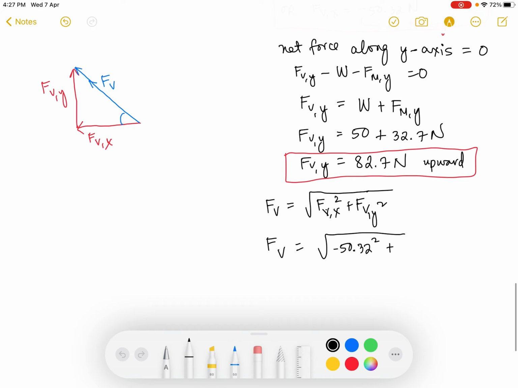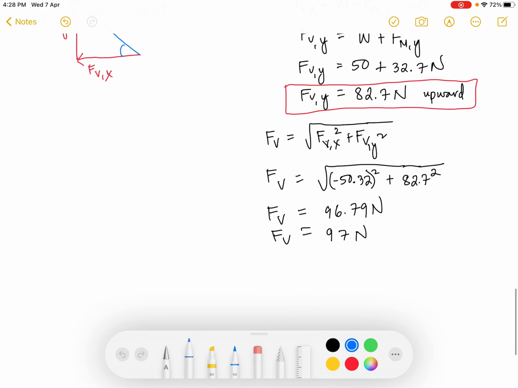and you can put the negative sign. Just make sure that you bracket including the negative sign when you do the calculator squared. And then you have 82.7 newtons for the Y component squared. Okay. If you plug in the numbers in your calculator, you have FV is equal to 96.79 newtons, which is about 97 newtons. So that's FV is about 97 newtons.